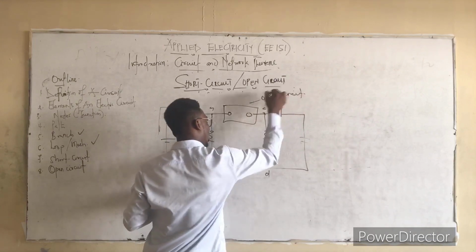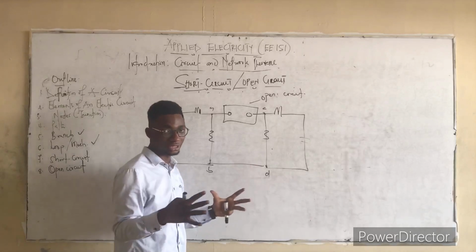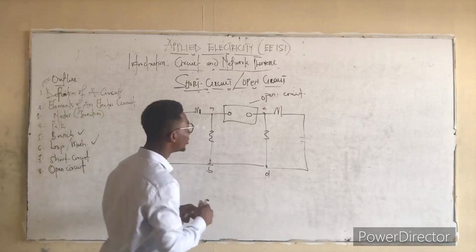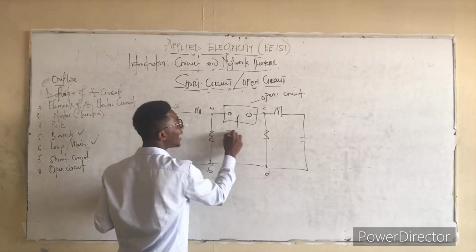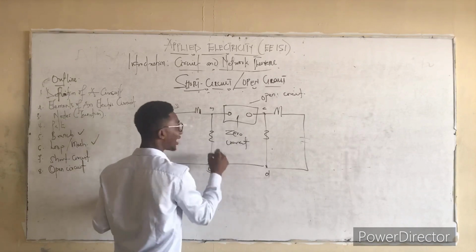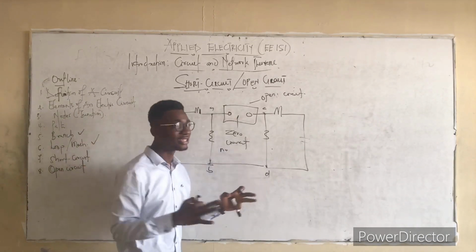It is basically a branch within the circuit board where there is infinite resistance. The resistance is so big, it's infinite. So we experience what we call a zero current, like no current passing through an open circuit because there is an infinite resistance.